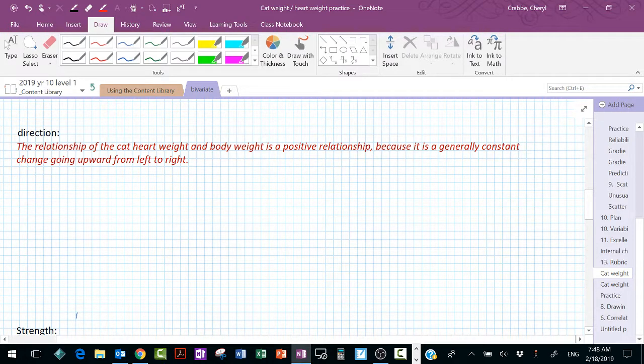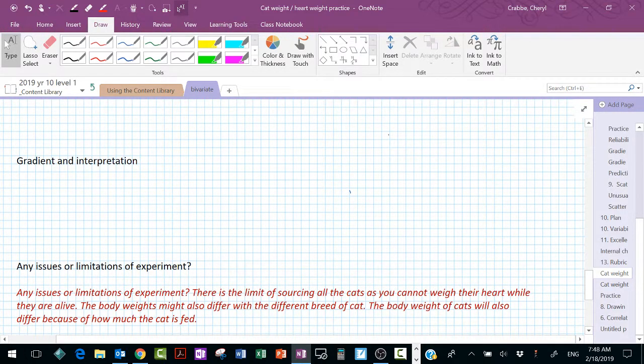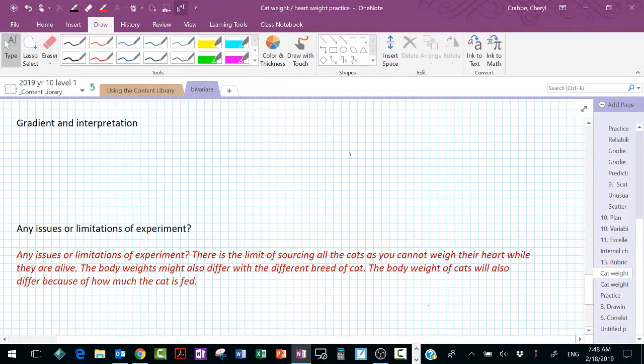Not sure. And then you would get into the gradient, which I haven't done in this particular video, but we'll talk about the gradient and any limitations of the experiment. So any issues or limitations, this is a limit of sourcing all the cats. You cannot weigh their heart while they're alive. The body weights might also differ with different breeds of cats. So the body weight of cats will also differ because of how much the cat is fed, whether they're overweight, the breed. There's a fair bit of issues around the limitations.